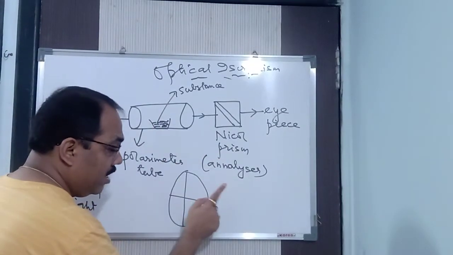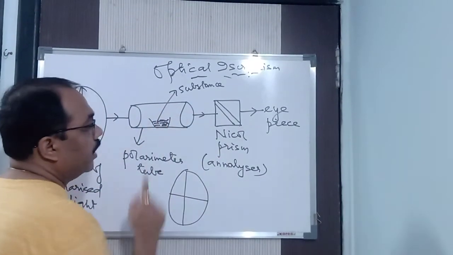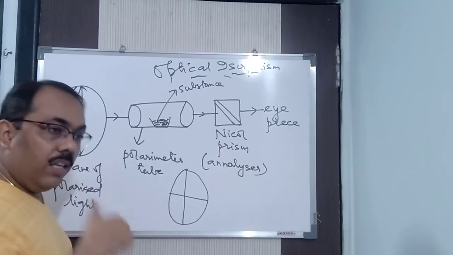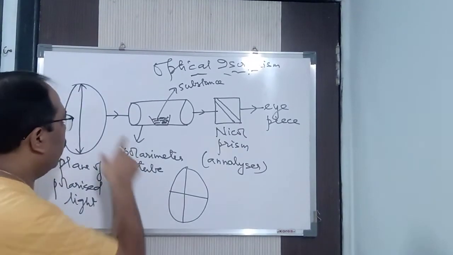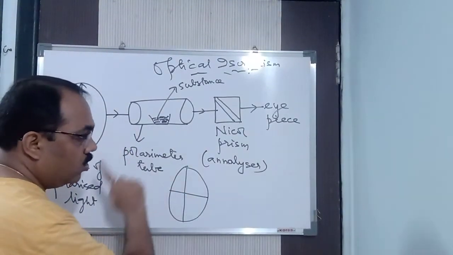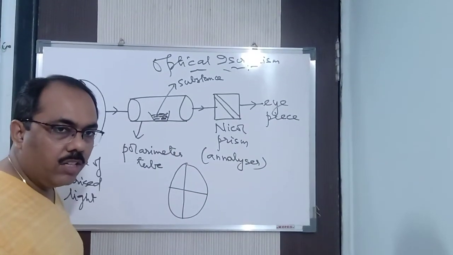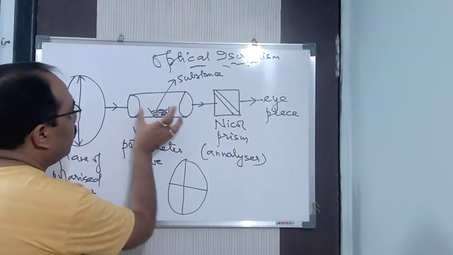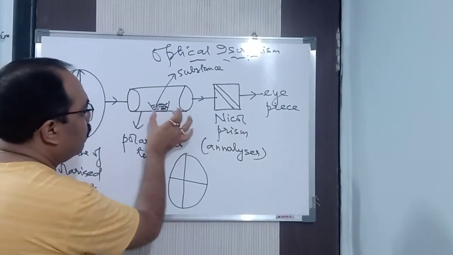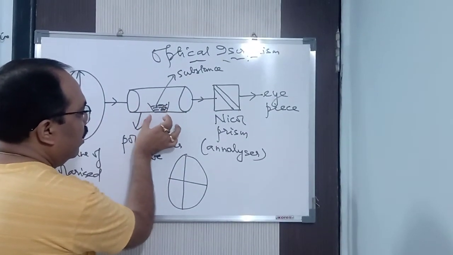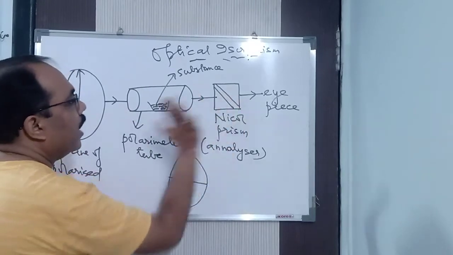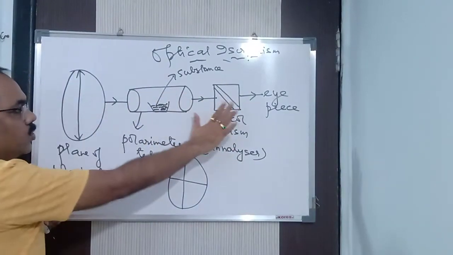It is used to analyze whether the given substance is optically active or not. How will you analyze it? If it rotates the plane of polarized light either towards the right or towards the left, then it is optically active. If it does not, it is optically inactive in nature. So before passing the light through this particular polarimeter tube and through this particular substance, you need to make an arrangement. So you made the arrangement in this way.